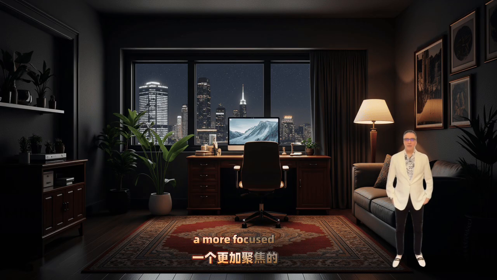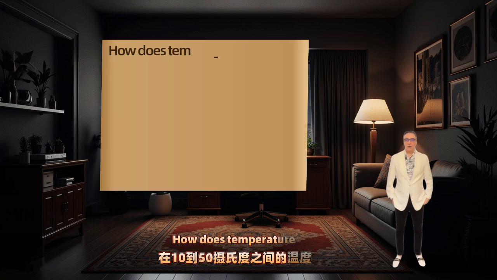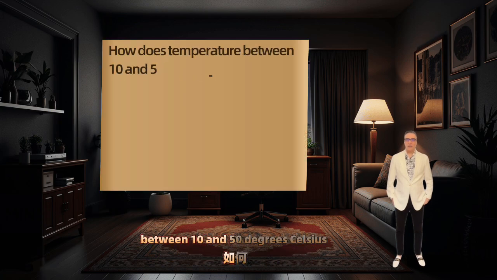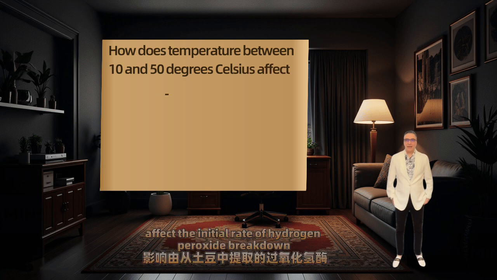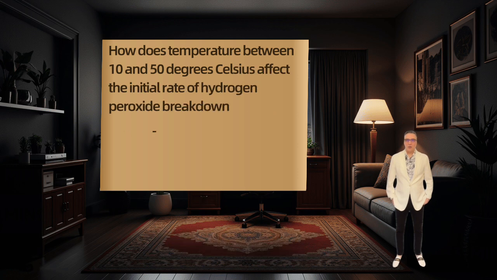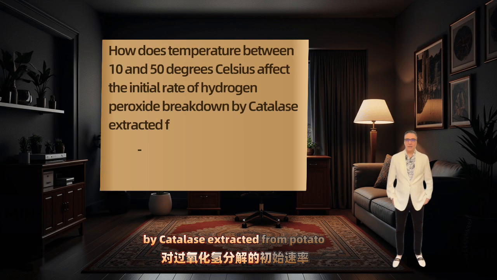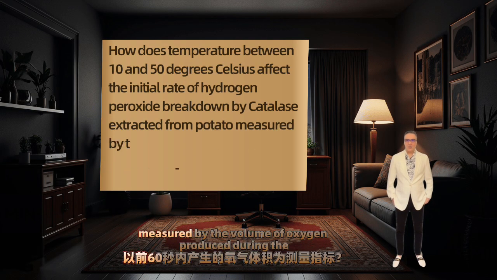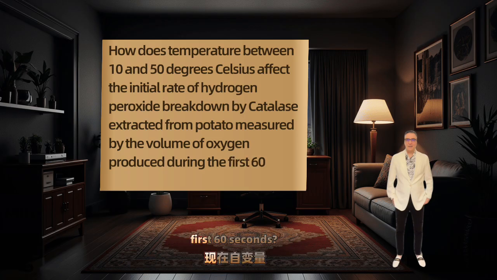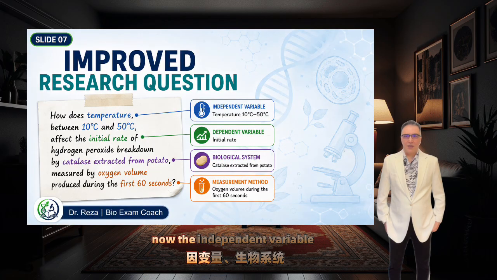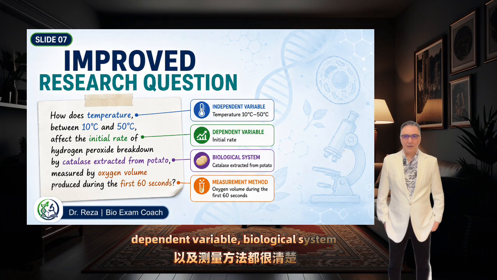A more focused version could be, how does temperature between 10 and 50 degrees Celsius affect the initial rate of hydrogen peroxide breakdown by catalase extracted from potato, measured by the volume of oxygen produced during the first 60 seconds. Now, the independent variable, dependent variable, biological system, and measurement method are clear.